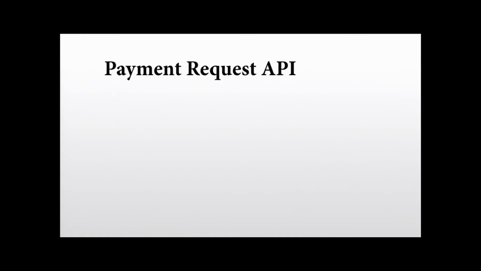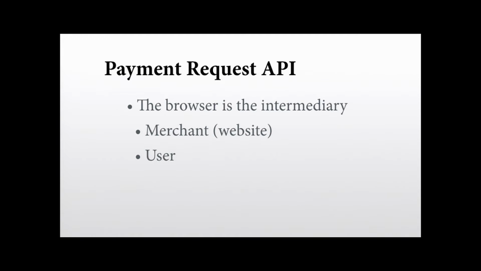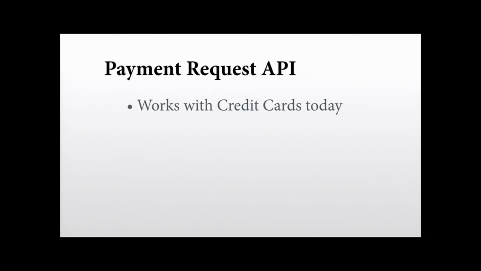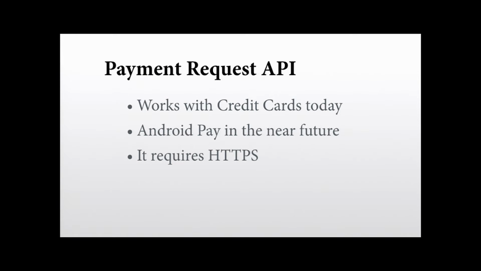Okay? With the Payment Request API, first, the browser is not going to charge the user for you. It's basically in the middle between you, a web developer or a website owner, and an authenticator provider that you usually need to hire. So you are the merchant, you have the user, and the payment processor. That's the authenticator. Today it works with credit cards. For example, an authenticator can be PayPal or another checkout provider. Android Pay will be available in the near future, and it requires HTTPS, as most APIs today. You should be moving to HTTPS.